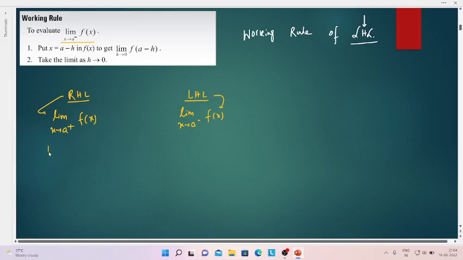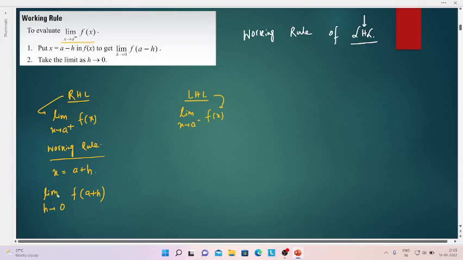So the working rule of right hand limit is basically that we have to put x equals a plus h, and we have to take the limit as h tends to 0, that is, limit h tending to 0 of f(a plus h).